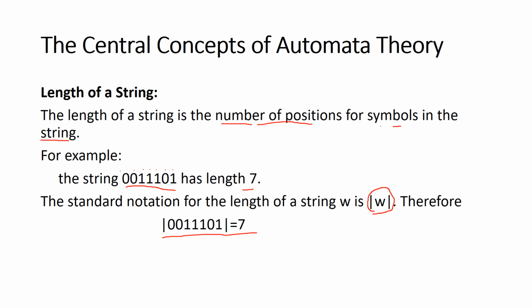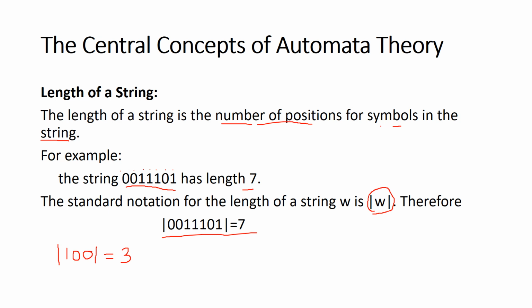Similarly, we have a string 100. Then the length of the string, denoted this way, is equal to 3. So this is going to be the length of the string in this case. This is how the length of a string is going to be measured.